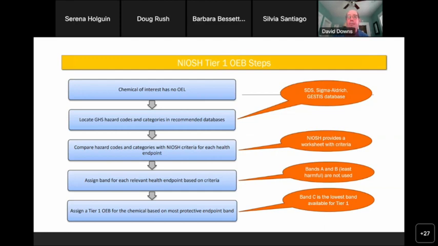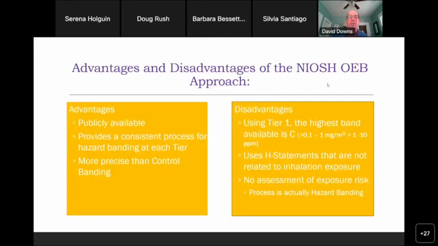So that's kind of the process that NIOSH uses. This information is out there. If you Google NIOSH occupational exposure banding, there is a full user manual that discusses the process and gives all the background and the tools that you need to be able to use. They do have an electronic spreadsheet type tool that can help do the process as well.